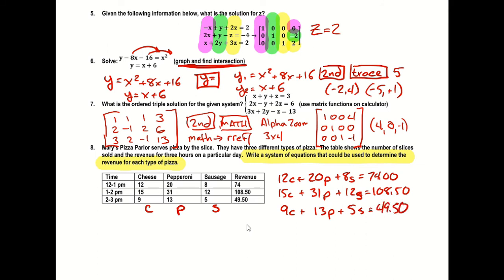And then we have 9 cheese plus 13 pepperoni plus 5 sausage, and that equals $49.50. And that's all we have to do for this one, is write the system. We don't have to solve it. We don't have to find how many cheese pizzas, how many pepperoni, how many sausage. We just write the system.